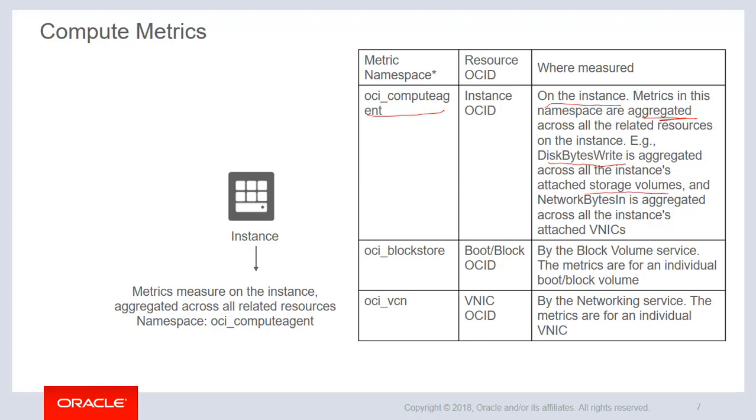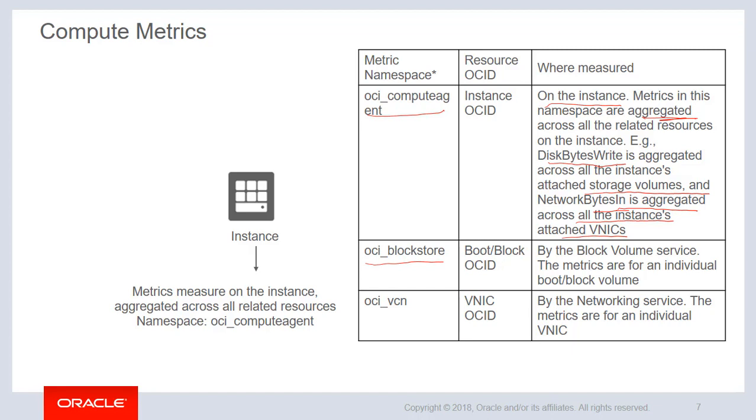Instance will have a boot volume, can have multiple block volumes for storing your application data. So the metric disk bytes written is aggregated across all those volumes. Similarly, network bytes, whether it's in or out, is aggregated across all the instance's attached virtual network interface cards. So similar to the OCI compute agent namespace, we have a block store namespace, and we have a VCN namespace, and so on and so forth, right?